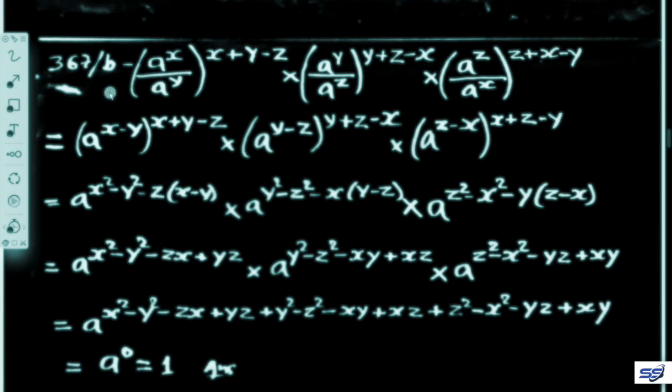Question number 367 upon b. In this question number 367, this is a problem of simplification. Now we have to simplify this problem, and this is especially from our indices chapter. From the indices chapter we are given a problem to simplify. Now problem 367 upon b: a to the power x upon a to the power y whole to the power x plus y minus z, into a to the power y upon a to the power z whole to the power y plus z minus x, into a to the power z upon a to the power x whole to the power z plus x minus y. This is our problem of indices. We are asked to simplify, which means to make this problem as small as possible.